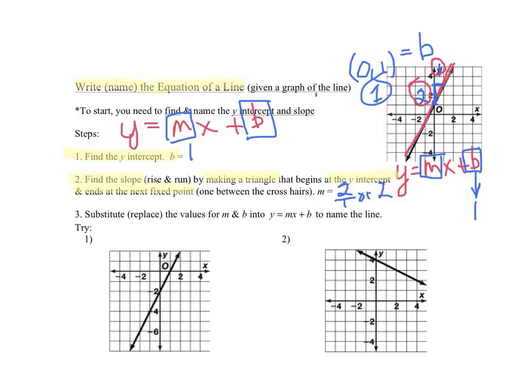Now we'll substitute. With the slope being 2, we merely fill in the rest of the equation. y equals 2 times x plus 1. And we have our answer. Voila. This is the name of that line, or the equation of that line.